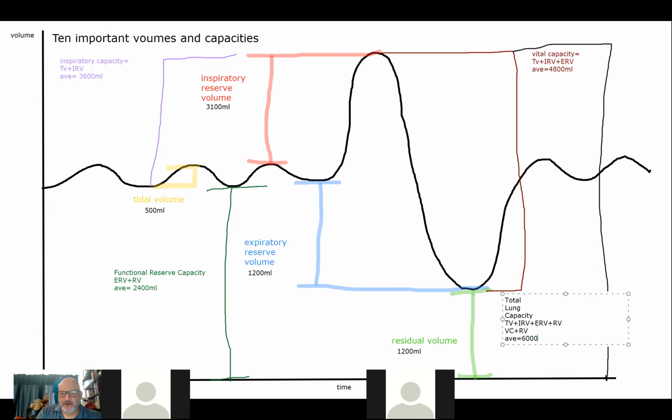Six 1,000 milliliters, or 6 liters. The average lung capacity is three 2-liter bottles. So think about on a good Friday night, you're running to the store, buying three 2-liters of Purple Passion for you and your buddies to drink. Those three 2-liter bottles that you grab, that is your total lung capacity.